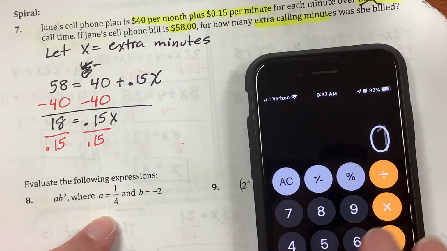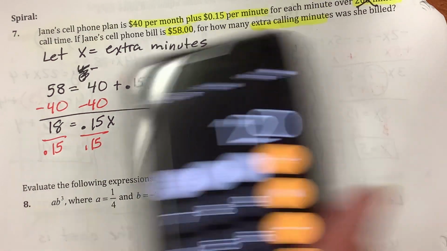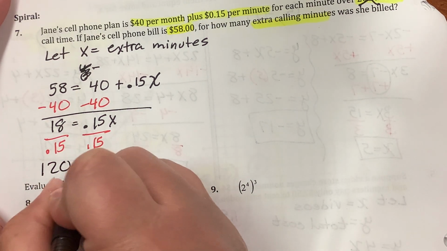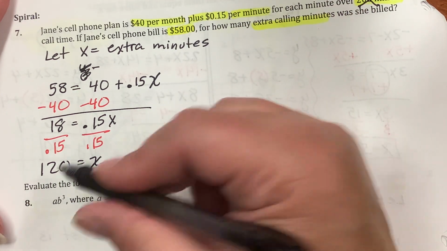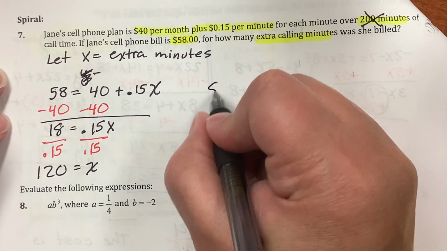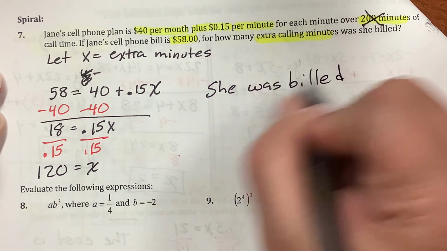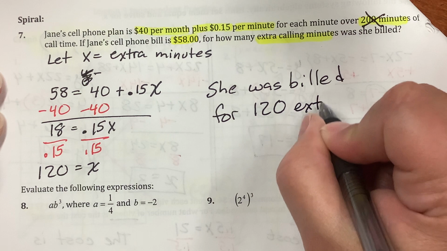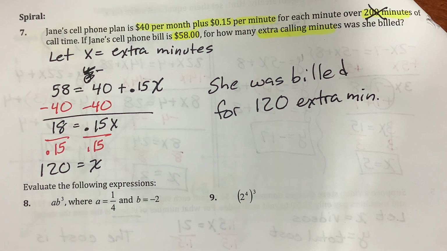So clear that. $18 divided by 0.15 is 120. I'm glad I didn't have to think. 120 equals X. So, that's the extra minutes. She was actually on the phone for 320 minutes, but okay. She was billed for 120 extra minutes. There you go. Word problems get a word answer.